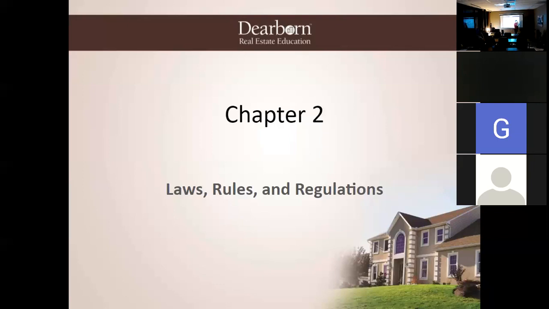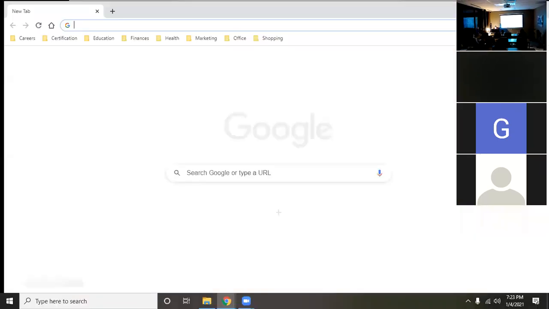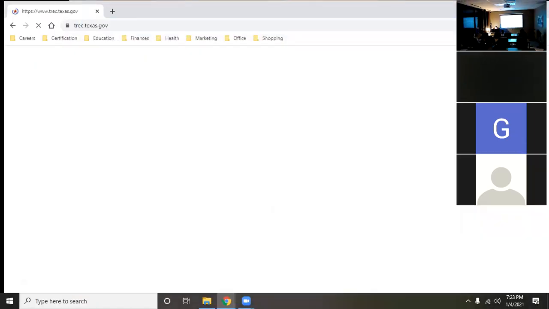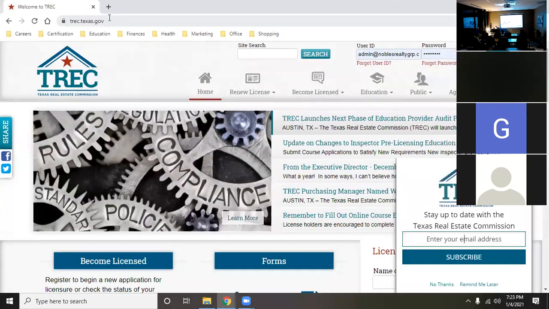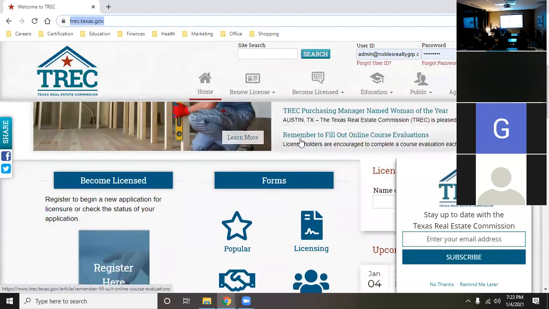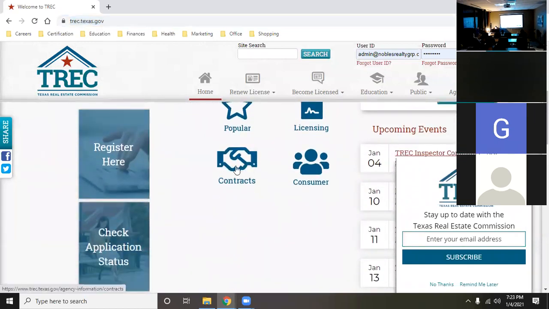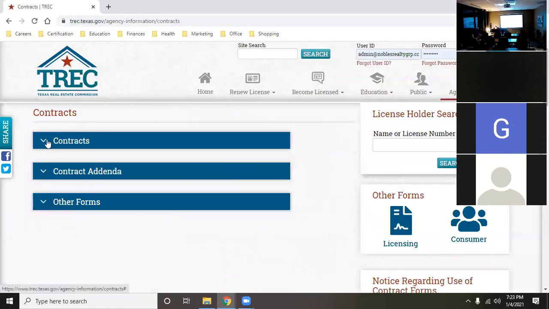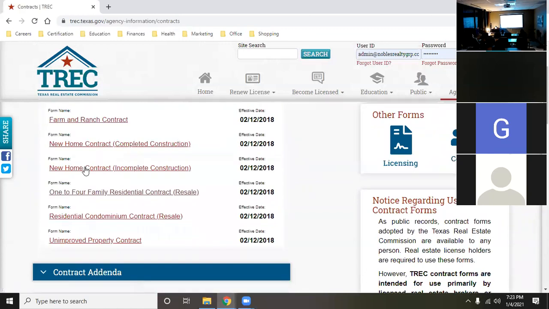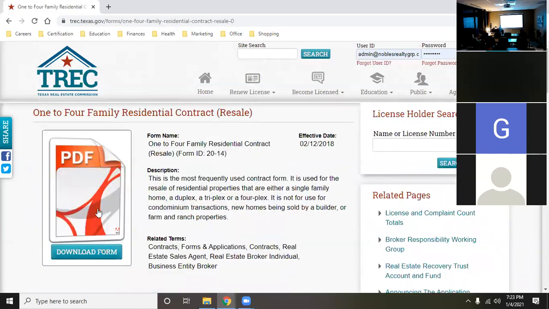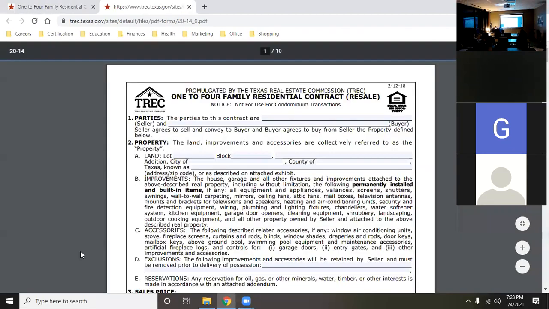So one of the key things I highly recommend all of you do is go on to Trek's website and go to the contracts place. I'll pull it up real quick so that everybody can see. I want you to go to Trek's website right here. You can see their address up here at the top. If you come down here to contracts, go to the drop down, go to 1 to 4 family, and hit download form, there's the 1 to 4 family. Okay?